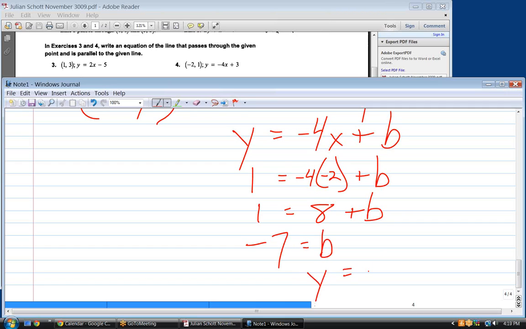And now what is our final equation? y equals -4x minus 7. Good. That's the equation they're looking for. Again, it looks very much like the one we're looking at. The only difference is its y-intercept, but it has the same slope.